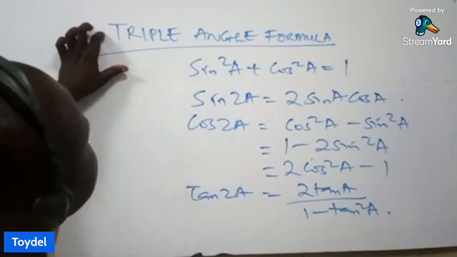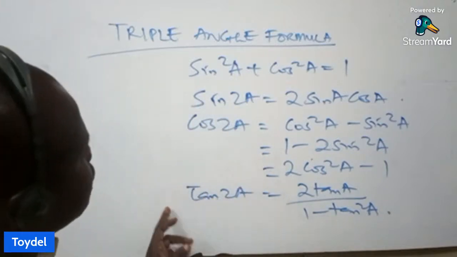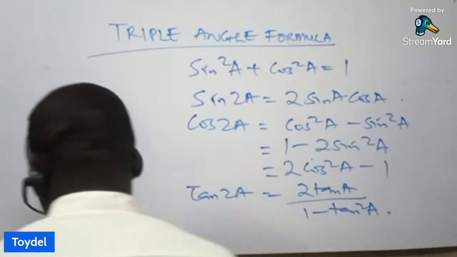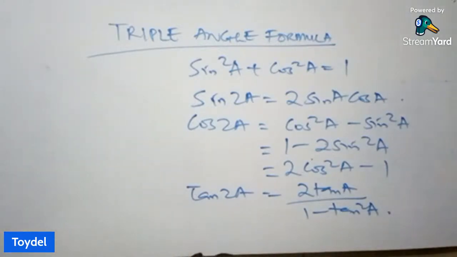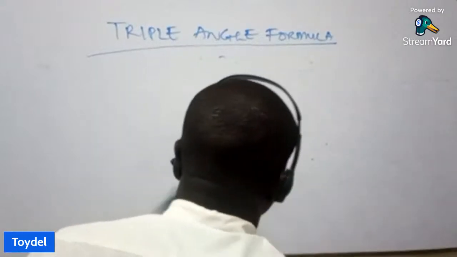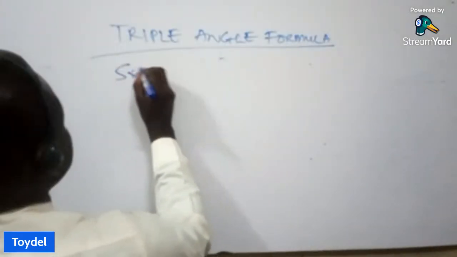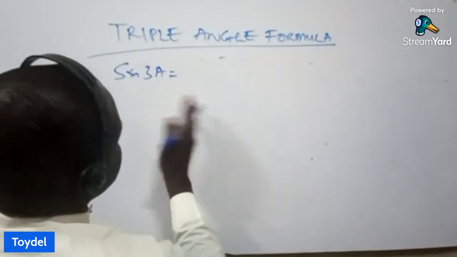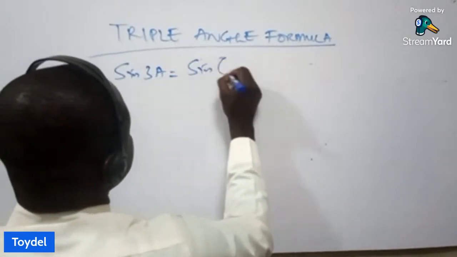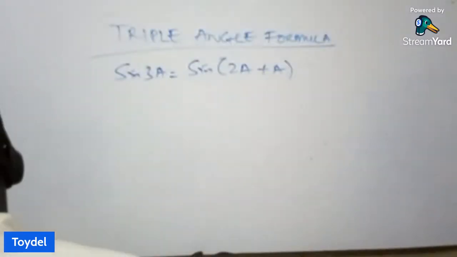So today we want to look at triple. That is sine 3A, cos 3A, and tan 3A. So what are we going to get when we have triple angle? That is what we are about to discuss. Triple angle. So we start with sine 3A. We can divide it into sine of 2A plus A. That is 2A plus A, of course, will give us 3A.